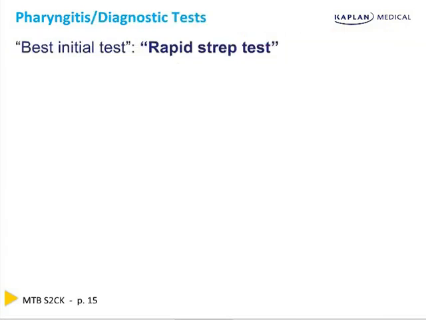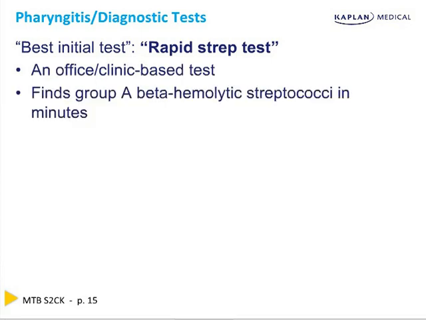The best initial test is a rapid strep test. Now, the rapid strep test is an office or clinic-based test that finds group A beta hemolytic strep in minutes. And this is so you can know that if the rapid strep test is positive, that the person needs a full course of treatment for the streptococcal pharyngitis.